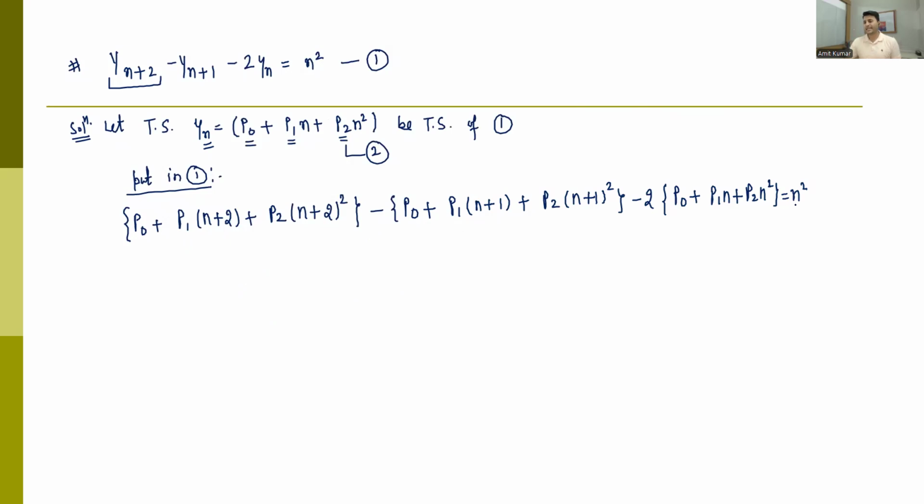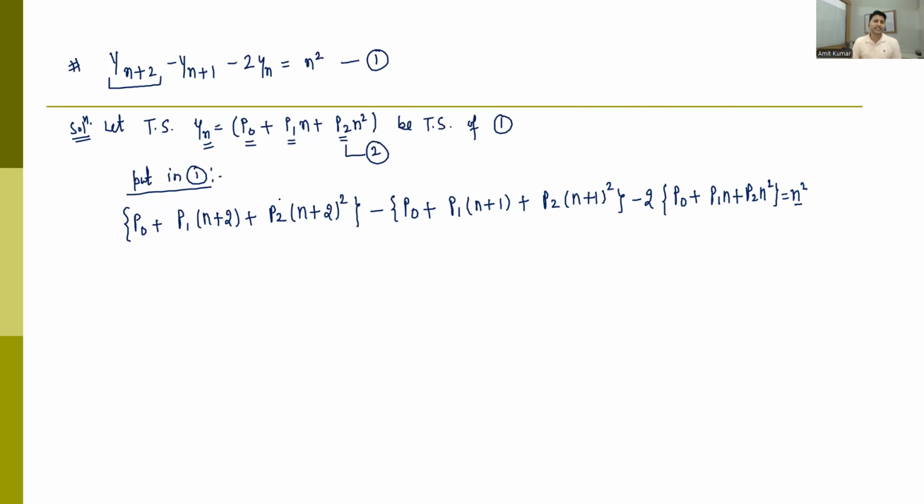So the right hand side is n square. N square means a degree 2 polynomial. If we arrange a degree 2 polynomial, how can it be arranged? First, the constant term, then the coefficient of n, then the coefficient of n square. This is how it should be arranged.